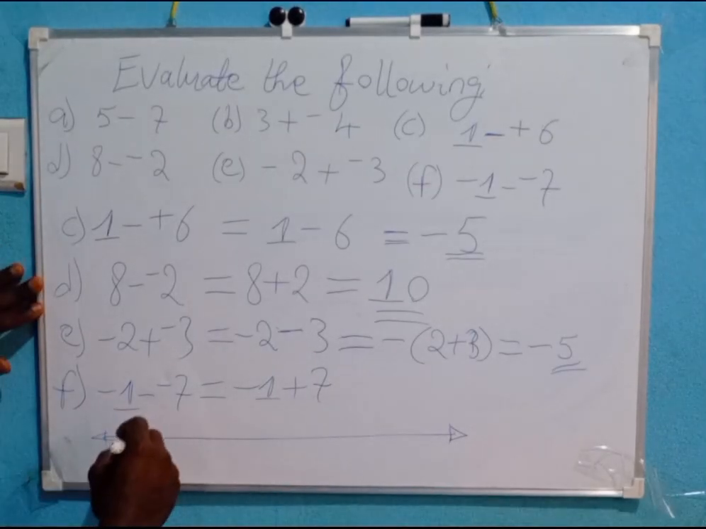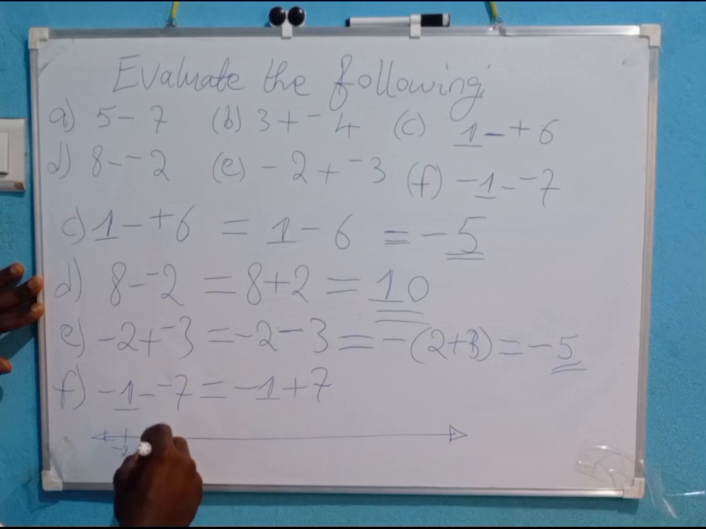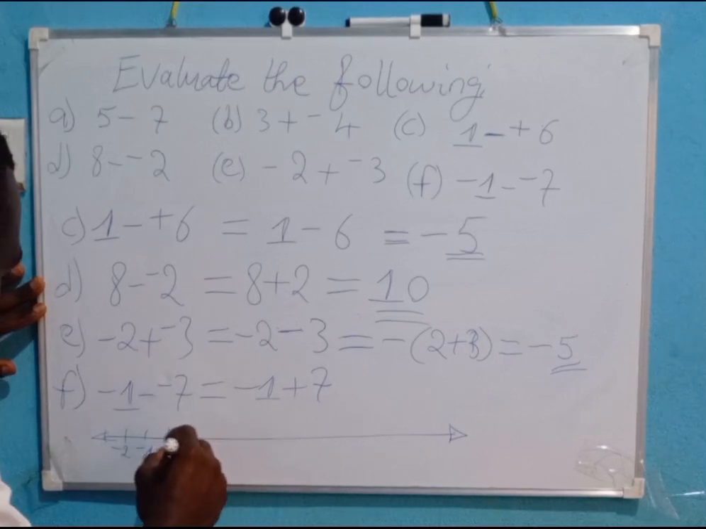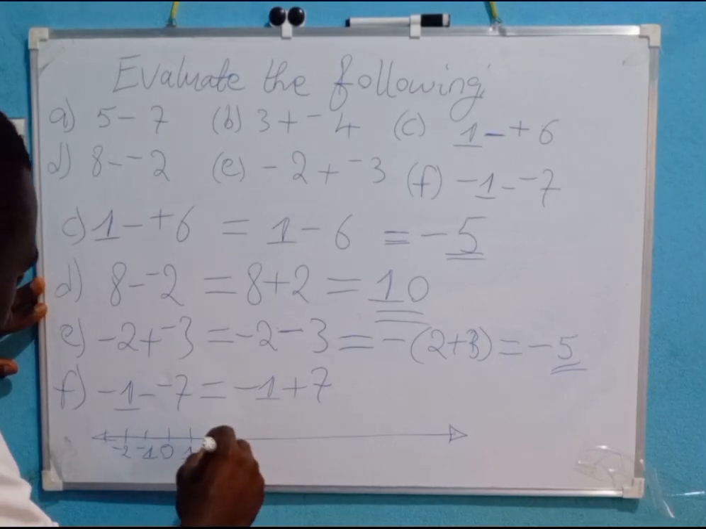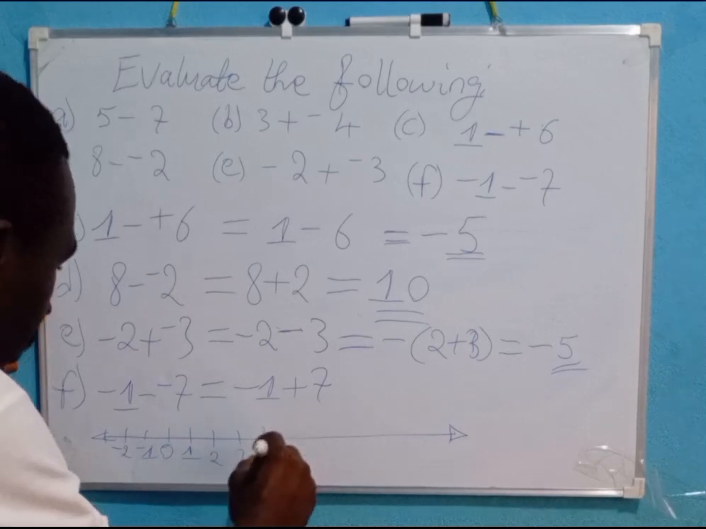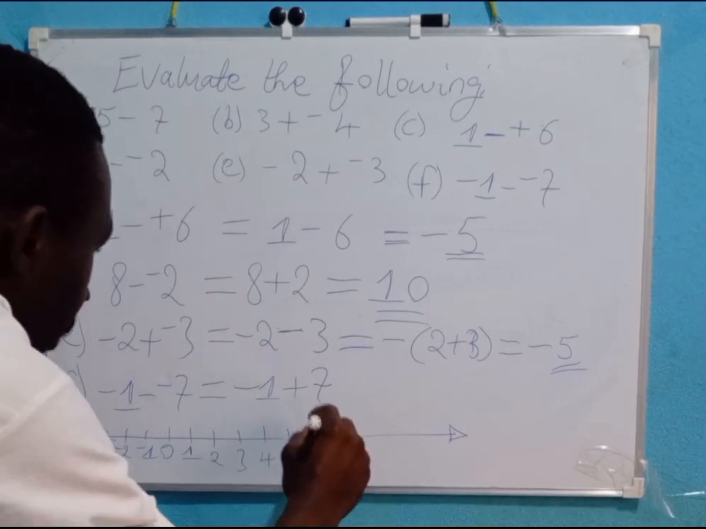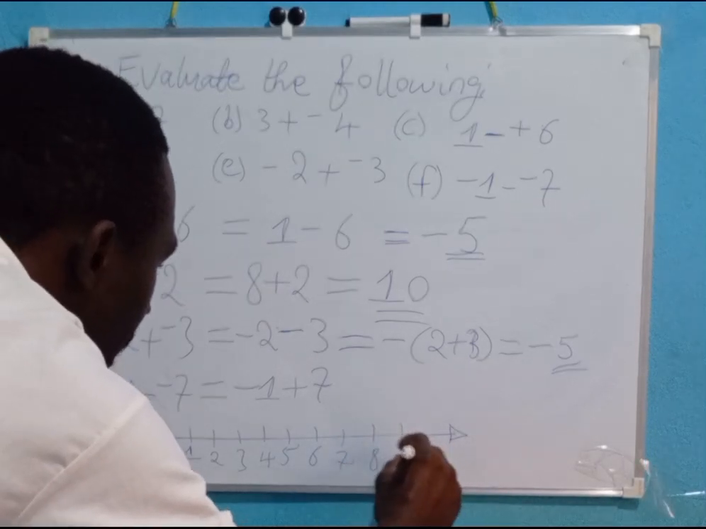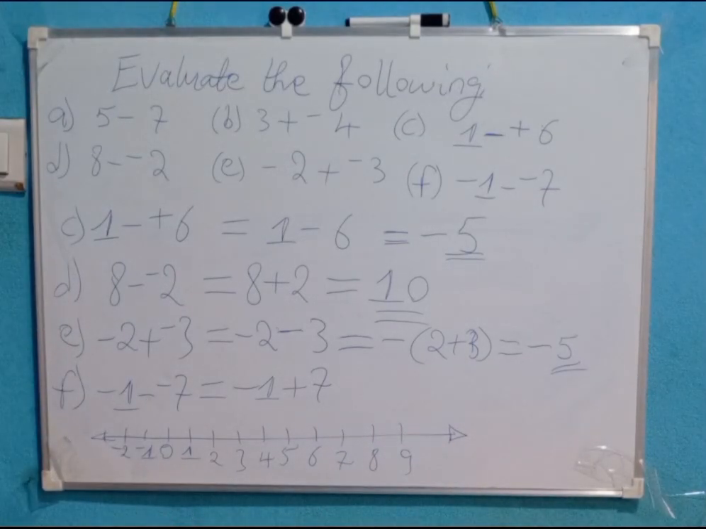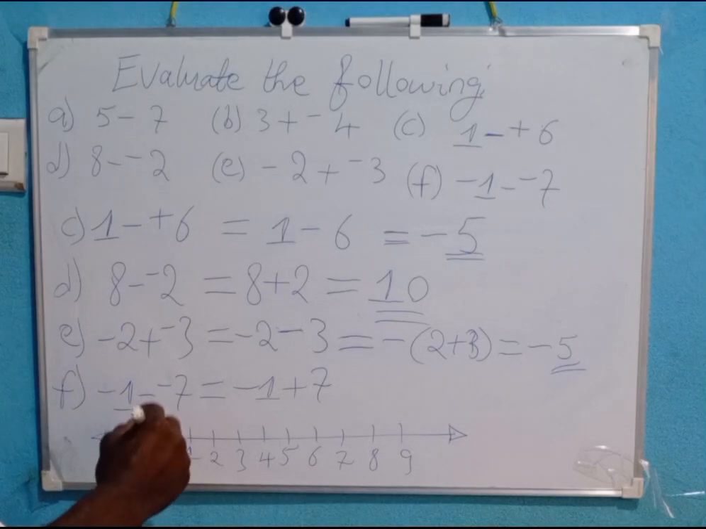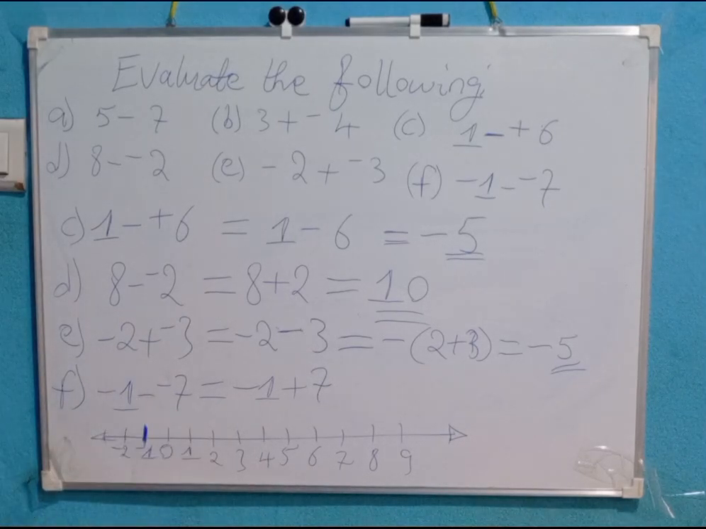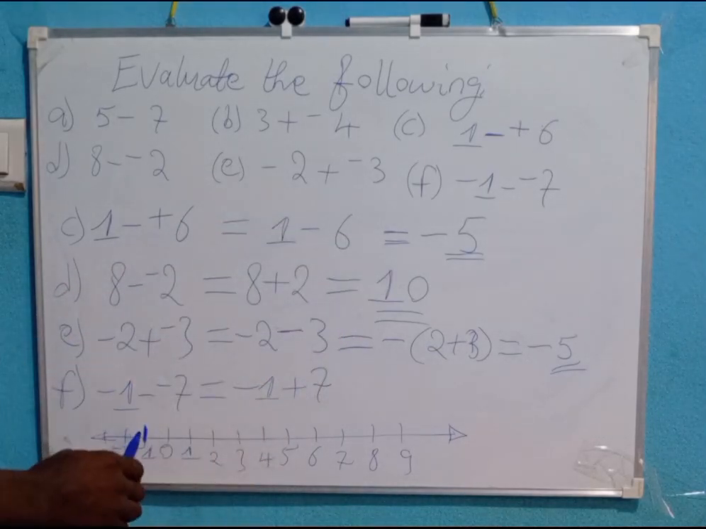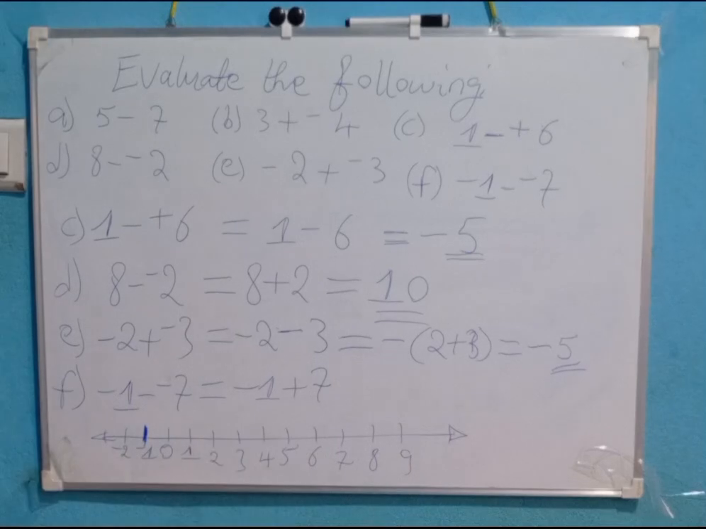So if we start from negative 2, negative 1, 0, 1, 2, 3, 4, 5, 6, 7, 8. We can end at 9. The first number is negative 1. This is it. We indicate it. The operation sign is plus. That means we are moving to the right-hand side. The second number is 7. That means from negative 1, we have to move 7 units to the right.